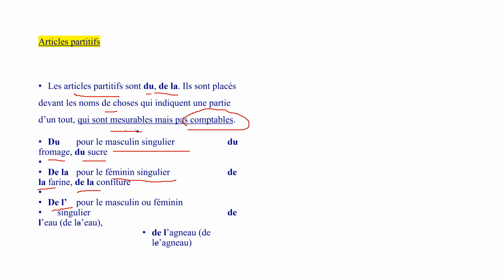De l'apostrophe is for masculine or feminine singular. You keep in mind the elision is the same thing. We don't say de la eau, vowel, it becomes de l'eau ou de l'agneau.